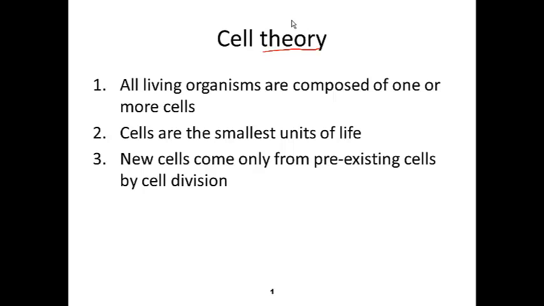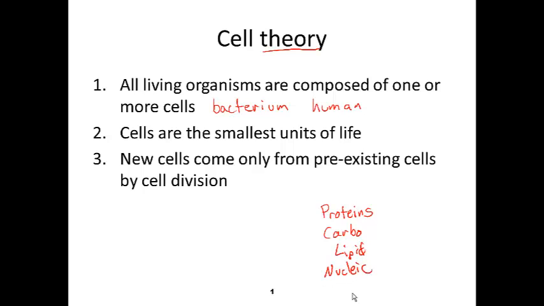Cells, there's a theory that applies to cells. All living things have one or more cells. A bacteria is a living organism. It is single-cellular, a bacterium. A human is multicellular, also considered a living organism. Cells are the smallest units capable of carrying out the processes of life. We've talked about the fact that cells have a collection of proteins and carbohydrates and lipids and nucleic acids, all of which comprise the cell, all of which function in unison to make a cell.